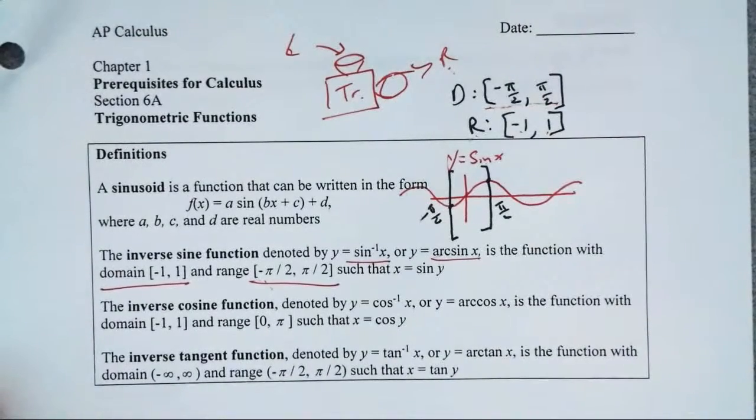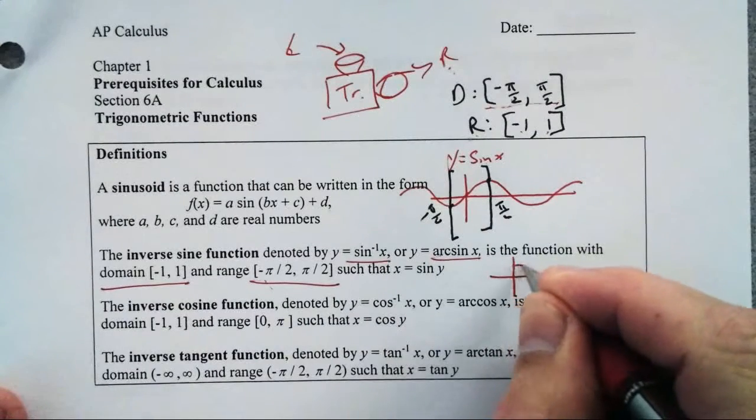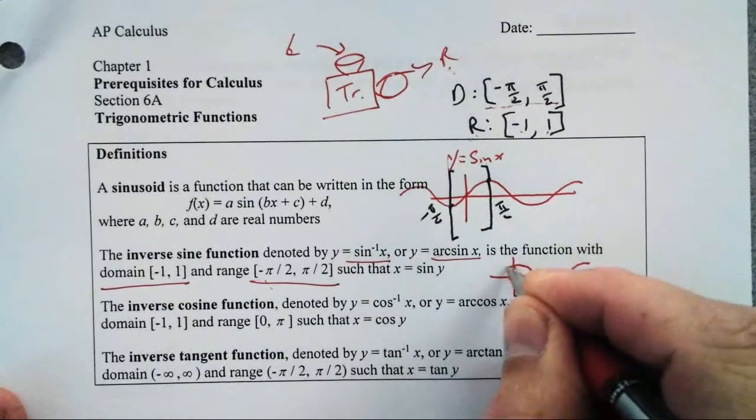All right? Cosine. Here's our cosine graph. We all know the looks of this thing. It goes on and on forever.